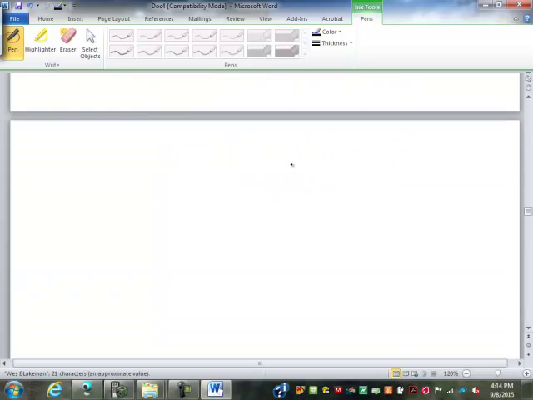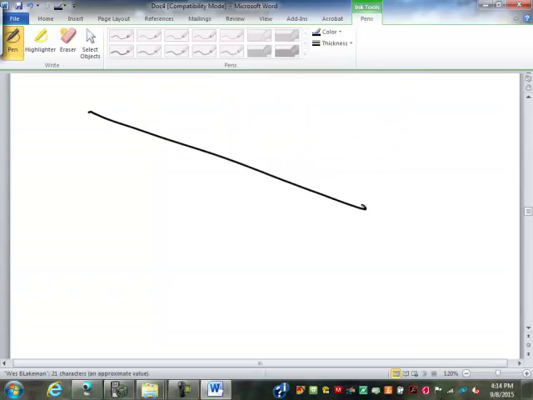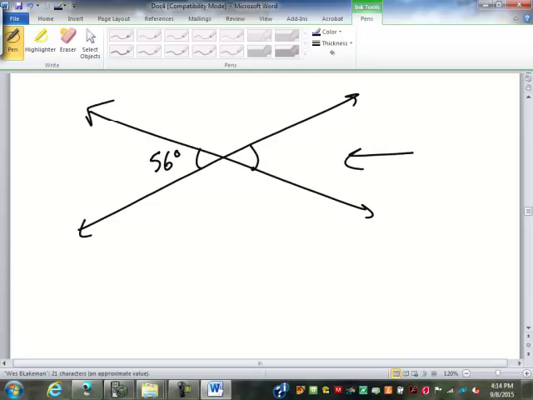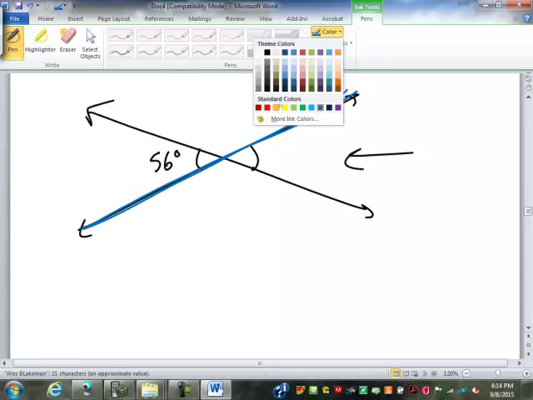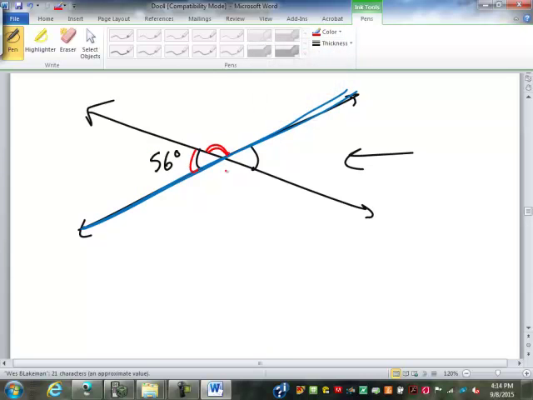There's one other relationship we can have between these angles. This angle right here, let's say this angle is 56 degrees. I want to know what this angle right here has to be. Well, let's look at it. This is a straight line, which tells us that this angle and this angle have to add up to 180. So 180 minus 56 gives us 124 degrees here.